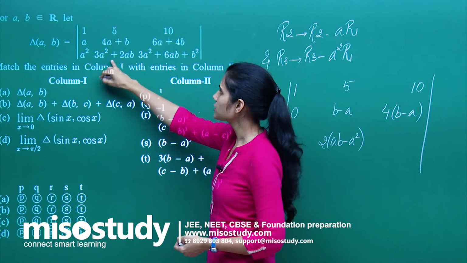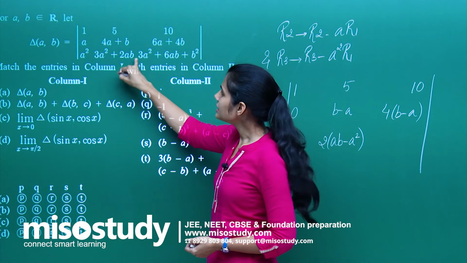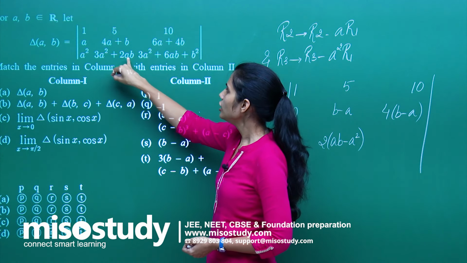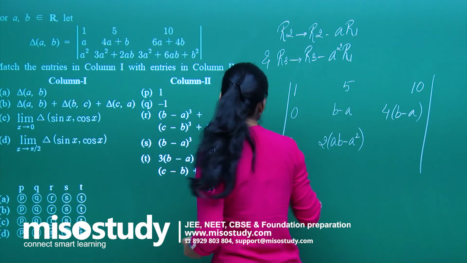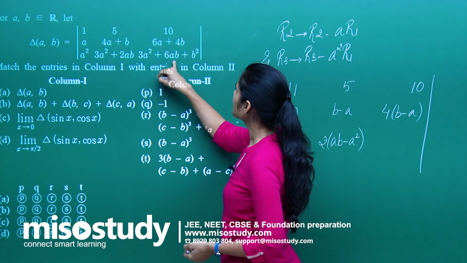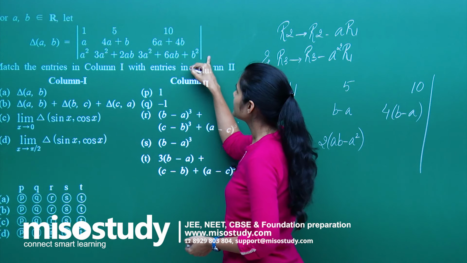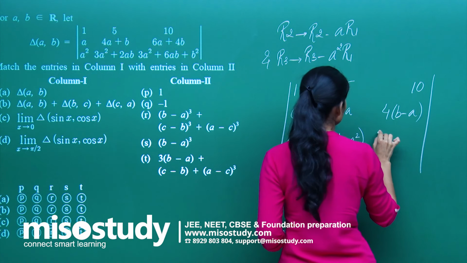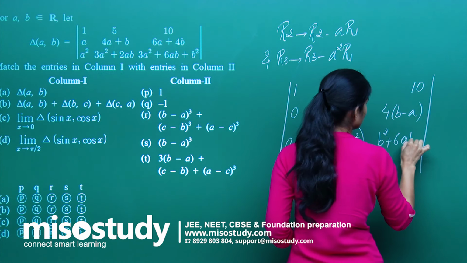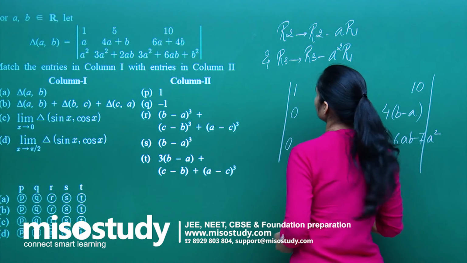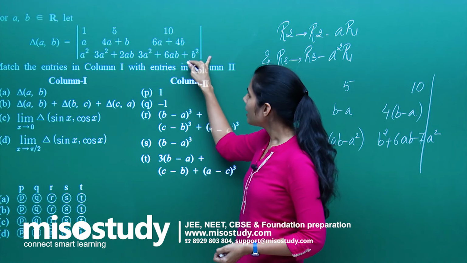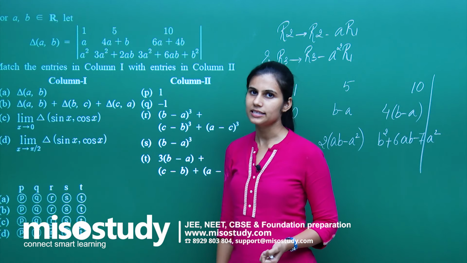This is 3a square plus 2ab minus 5a square. So 3a square minus 5a square is minus 2a square. So 2ab minus 2a square, 2 common, ab minus a square. Then here what is it that you have? You have 3a square plus 6ab plus b square minus 10a square. So this gives you b square plus 6ab minus 7a square. Why? This is 6ab plus b square plus 3a square minus 10a square, which is minus 7a square.